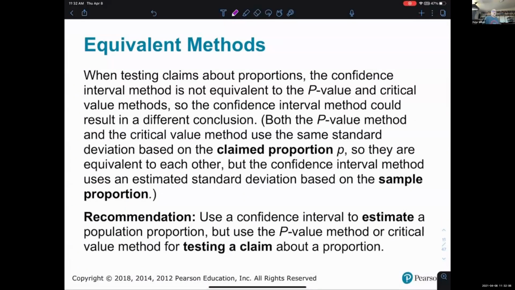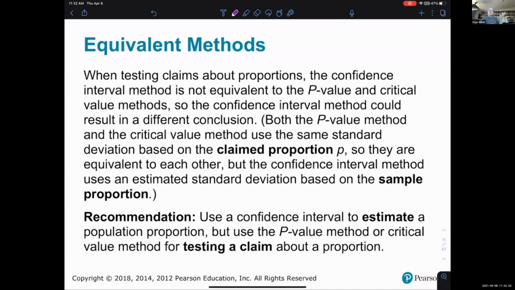So then there's this other method they talk about, the confidence interval method, and it is not completely equivalent in all cases with the p-value method. And again, this is getting a little bit further into the weeds than we're ready to think about right now. They do have a recommendation here at the end: use a confidence interval to estimate a population proportion, but use the p-value method or critical value method for testing a claim about a proportion.